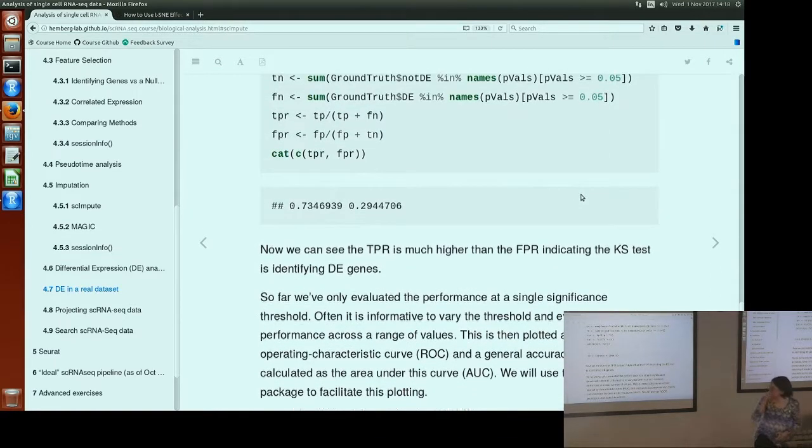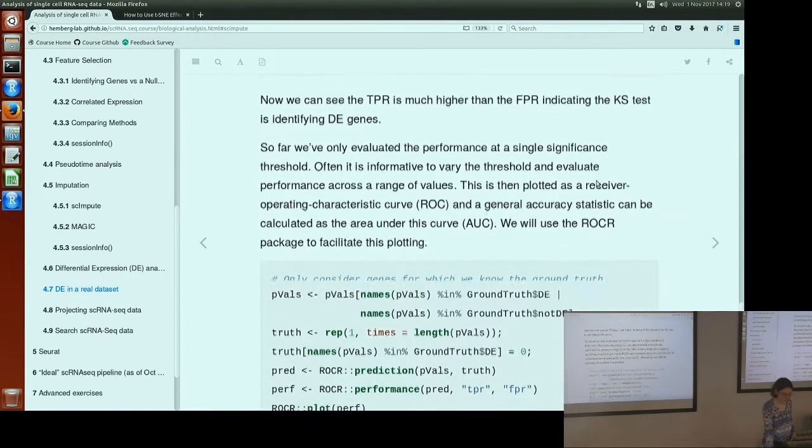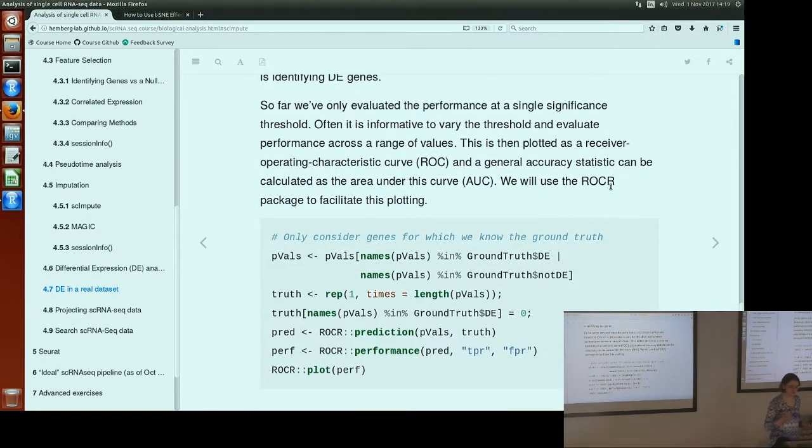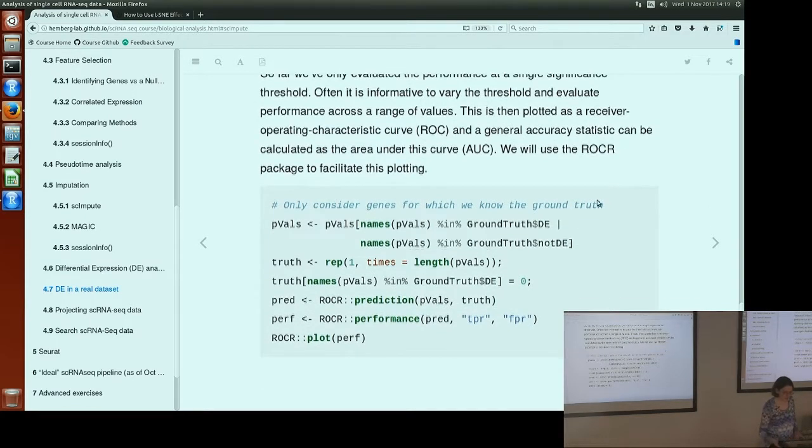So you can see that the true positive rate is much higher than the false positive rate, which indicates our test is identifying differentially expressed genes. It's just not all that great at it. However, so far we've only considered a single significance threshold, so we're only considering p less than 0.05 after multiple testing correction. It can be useful to consider different thresholds. So if we made our test more stringent, maybe the KS test would work a lot better.